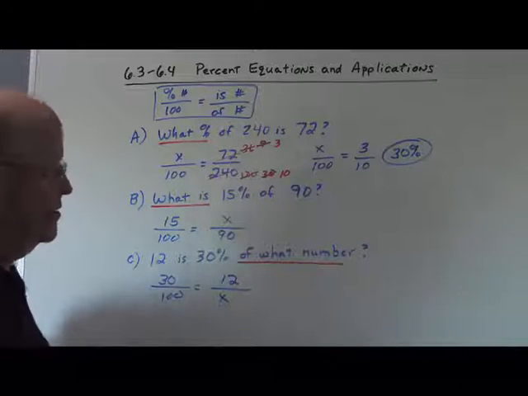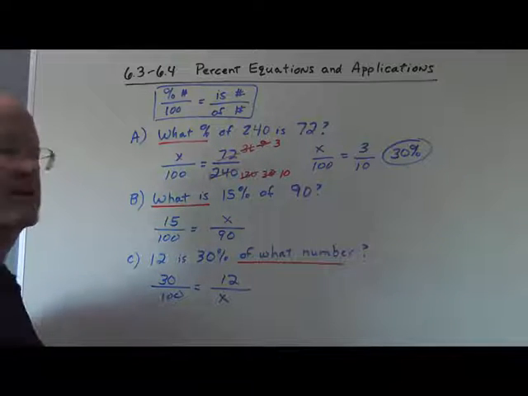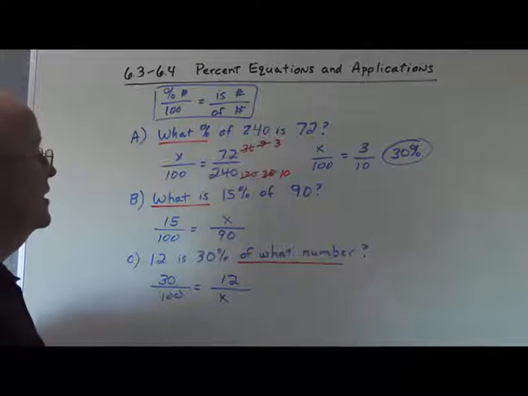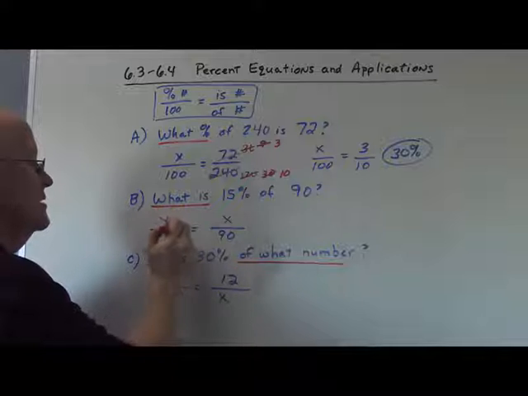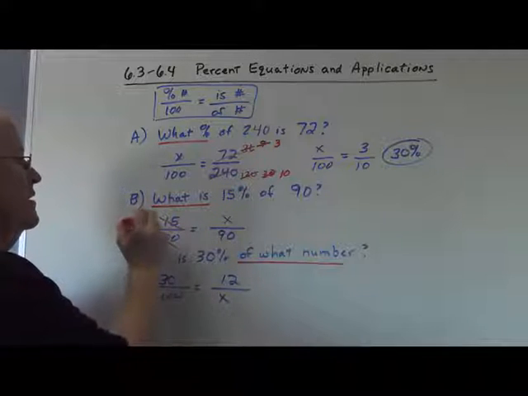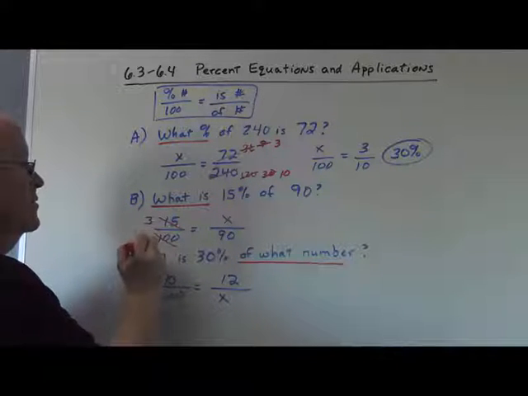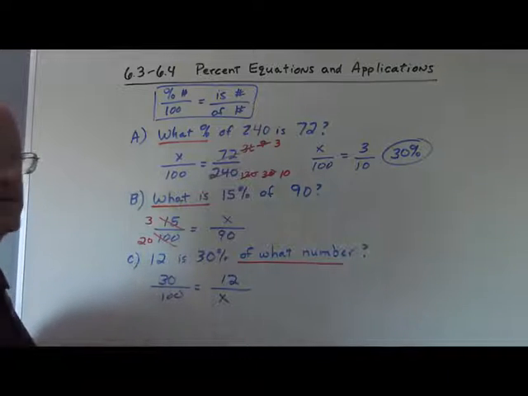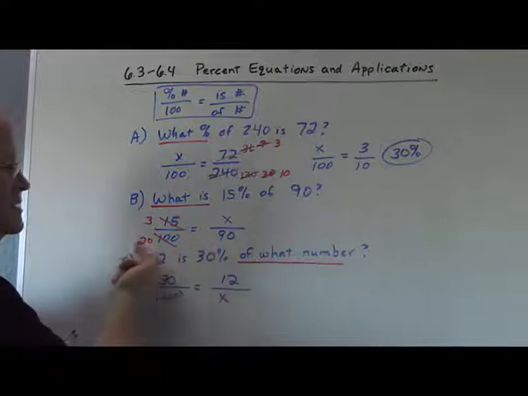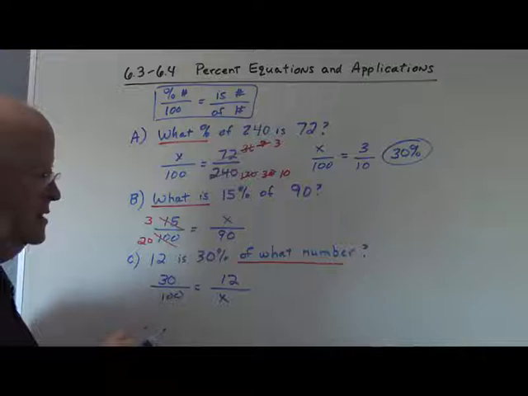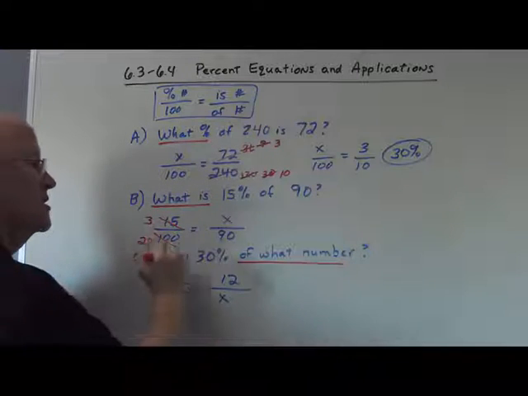Let's look at this next problem. 15 and 100 can be reduced. They're both divisible by 5, so let's divide by 5 and get 3 over 20, which doesn't reduce any further, and I don't see a nice neat way to go from 20 to 90. So this time I will have to cross multiply.